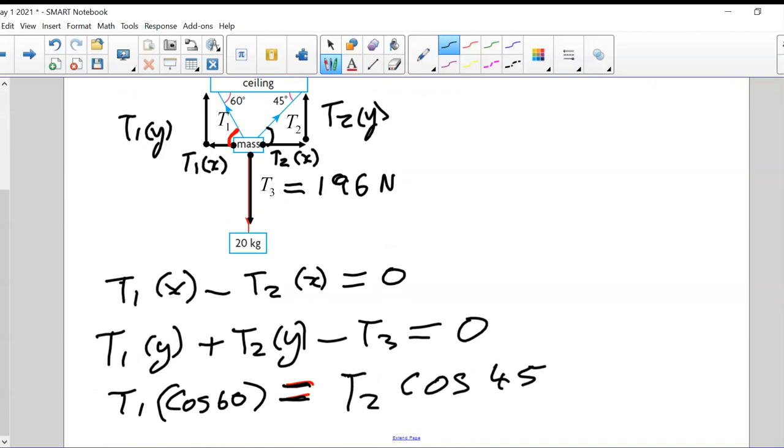So we take the vector that we're trying to split apart and multiply it by the cosine of the angle that it's making with the horizontal. All right? Do I need to explain that again, or is everybody okay with that? Does that make sense? So T1 times the cosine of 60 is equal to T2 times the cosine of 45.